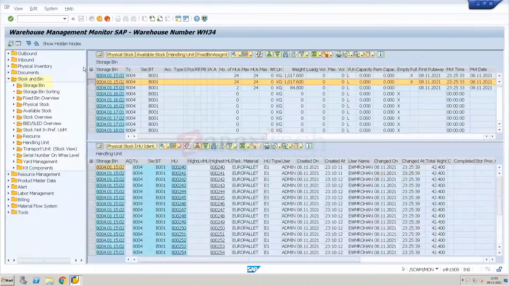So this was bulk storage. So any questions, guys, on bulk storage? Anything else you want to discuss on the bulk storage?